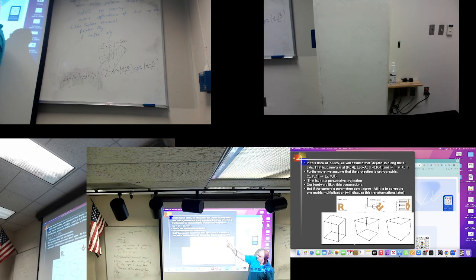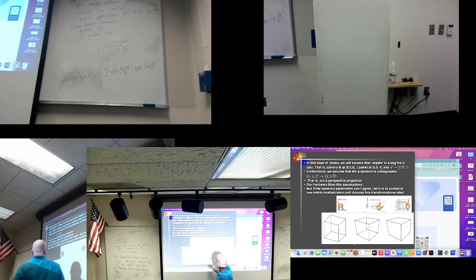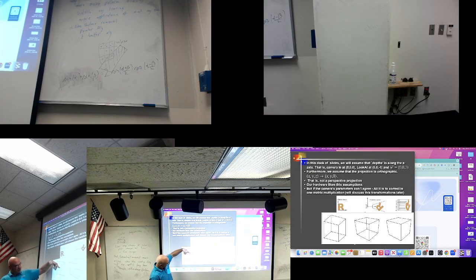And now all my rays are parallel to each other. So that's the object, right? That would be its perspective image of the wireframe, and maybe that would be the orthographic projection of the same square, of the same box.